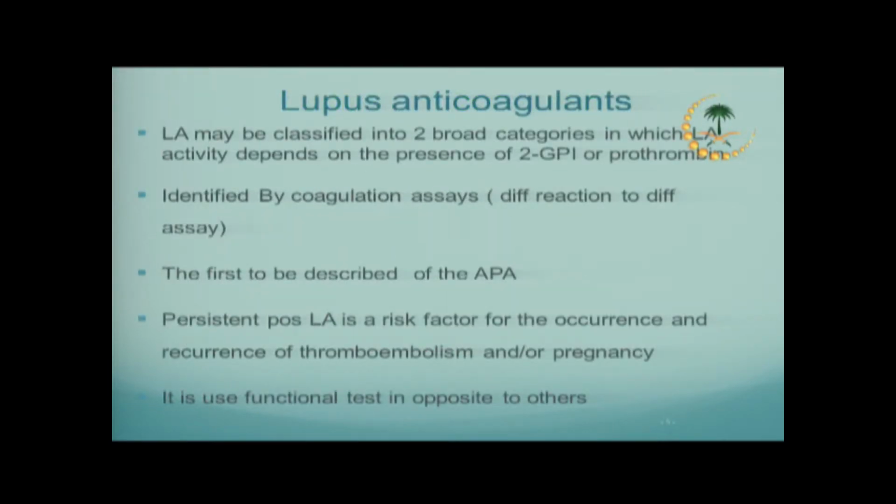I'll touch quickly on the common types of antibodies. We know the lupus anticoagulants, which are the two broad categories of LA activity, depends on the presence of beta-2 GPI on the prothrombin. It is identified by a functional assay in the coagulation, and there are different types of assay. These assays have different specificity and sensitivity in detecting the lupus anticoagulants. And there are many factors that may either upgrade the detection or underestimate the detection of lupus anticoagulants, including the presence of some anticoagulants like warfarin.